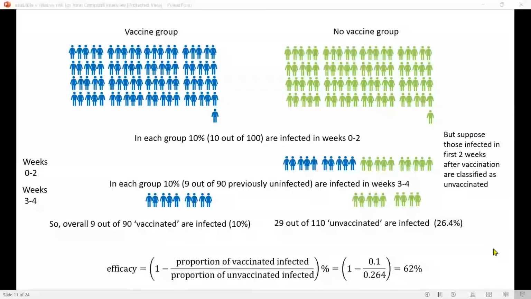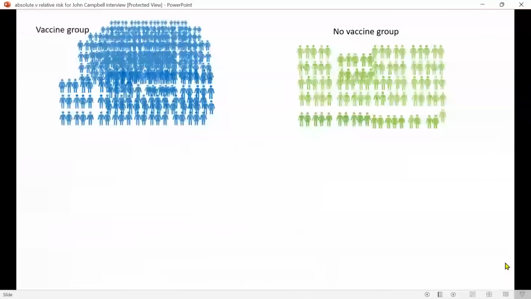And you can demonstrate that it's high. You can get easily to 95% accuracy, relative risk reduction efficacy, because if you get now, as is the case with mass vaccination, we were observing much higher proportions of vaccinated than unvaccinated. So go on to the next slide. Just imagine now you've got 500 in the vaccine group and only 100 in the no vaccine group. And we do the same argument again.